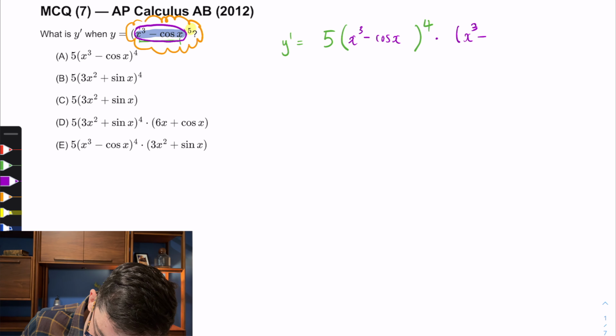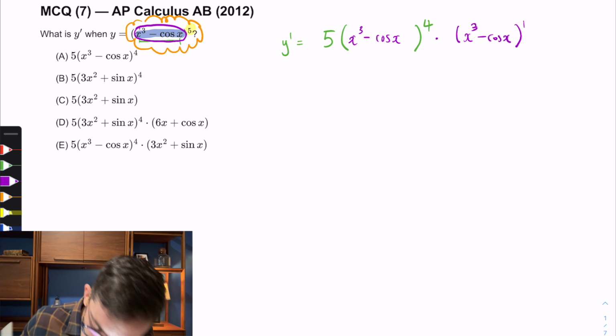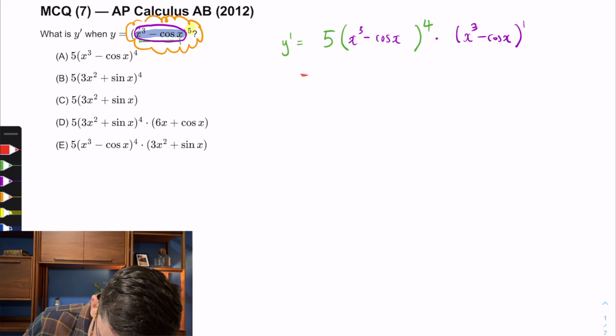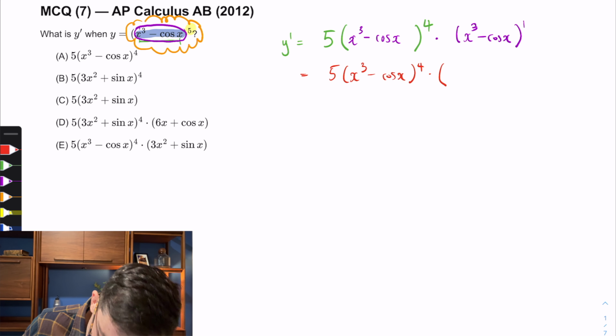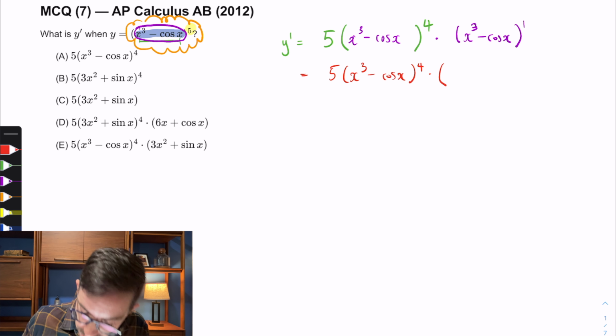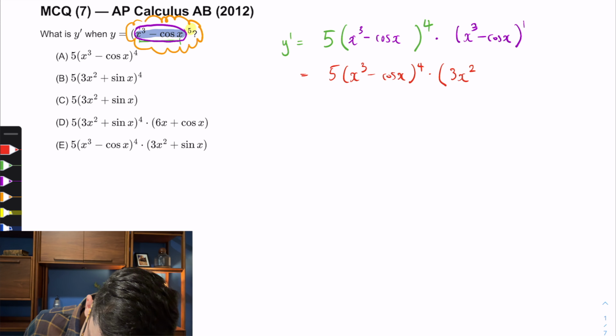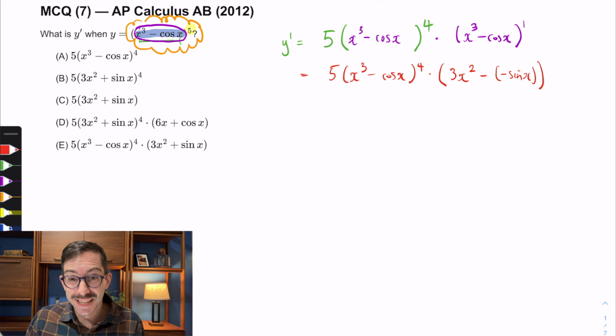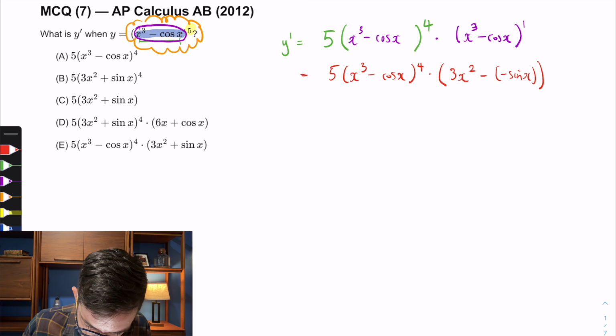So I'll just write that as prime notation for now. And now let's just tidy up. So I get 5 times (x cubed minus cosine x) all to the 4. Now I take the derivative of this inner function. X cubed will become 3x squared. Cosine x will become minus sine x. And look, that's one of our answers once I tidy up that minus. It is answer E.